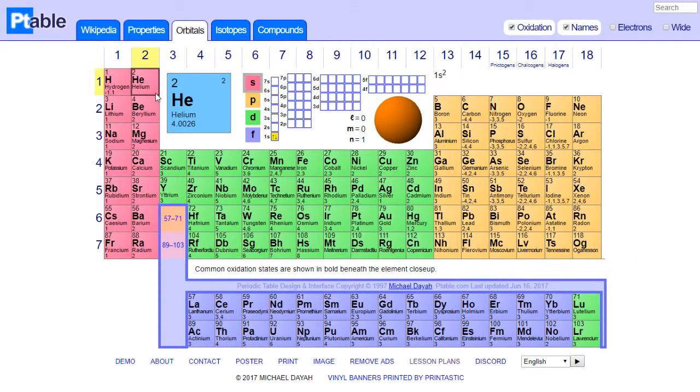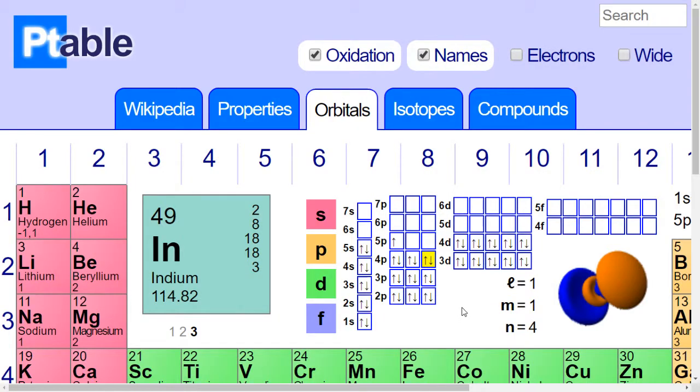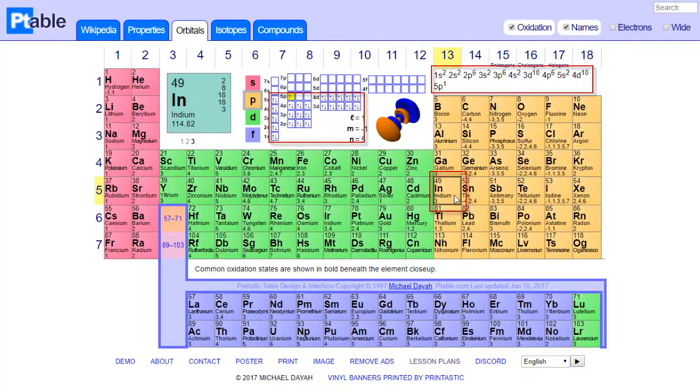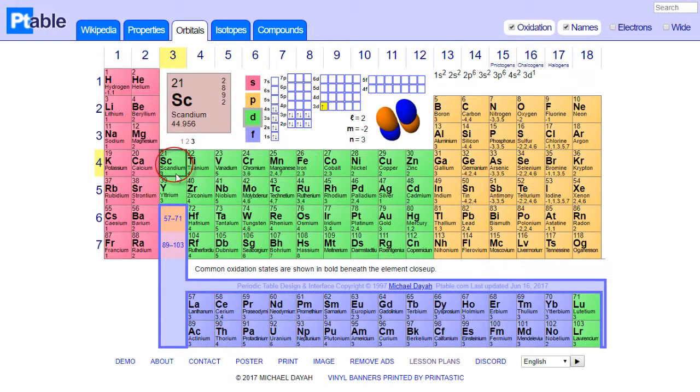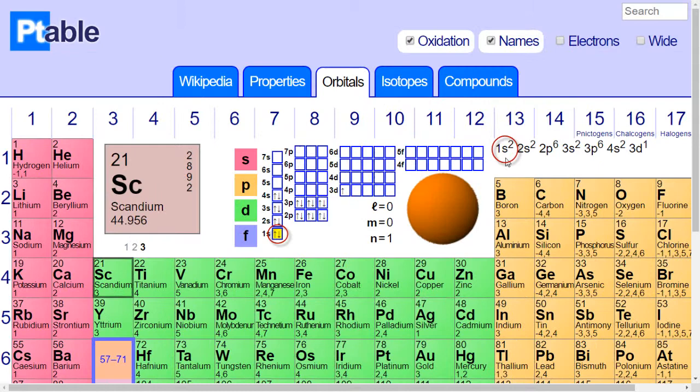Click on any element, and it shows you all of the orbitals that are filled with electrons when the atom is in its lowest energy state, or ground state. And you can also see the electron configuration, which is just a coded statement summarizing how the electrons are arranged. For example, if we click on scandium, we find the first shell, S subshell, holds 2 electrons, 1s2.